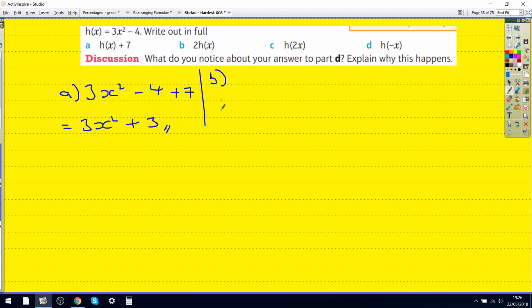How would it be B, so 2h(x)? Okay, so yeah, we want to multiply the... so is it that 3x squared minus 4 equals 2? It's not h of x equals 2, it's 2 times the h of x. Oh, so just 2 outside of a bracket and then 3x squared minus 4 inside. Yeah. How about C? So h of 2x. So for the x value, we just have 2x. So that would be 6x squared minus 4.